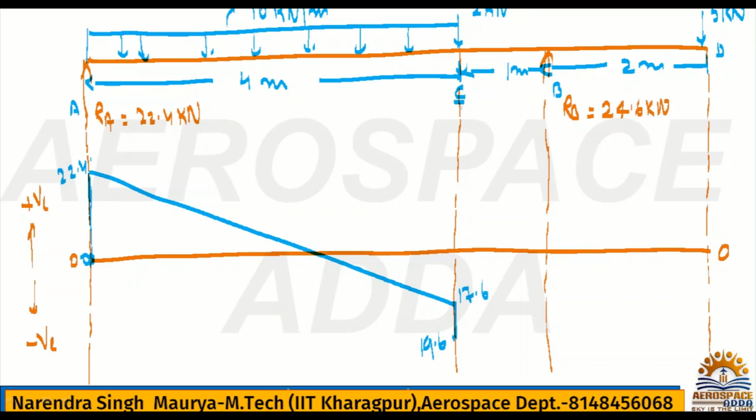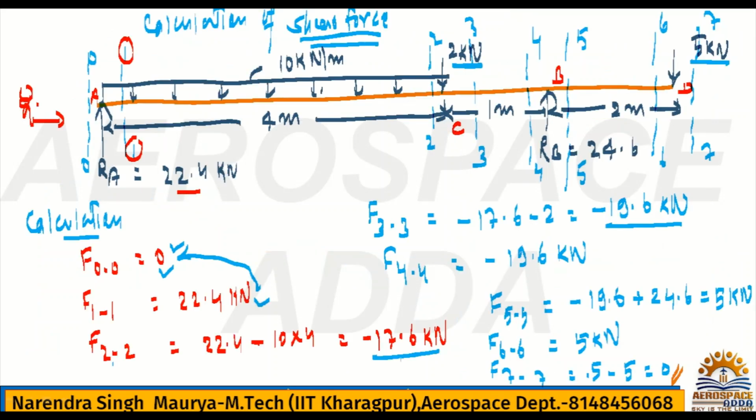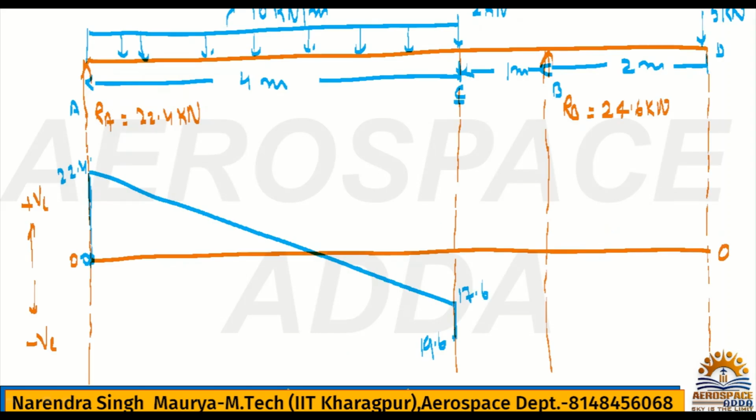Similarly, for point C also, just before and just after values you have to write. So just before is nothing but 17.6, which is F22, and just after means F33. For C, F33 is just after C, which is 19.6. So both values I have to show at the same point, on the same line.